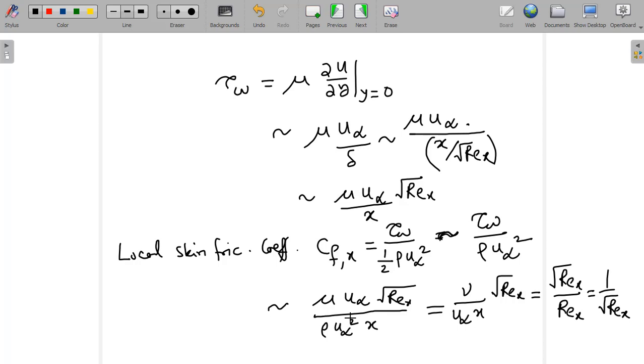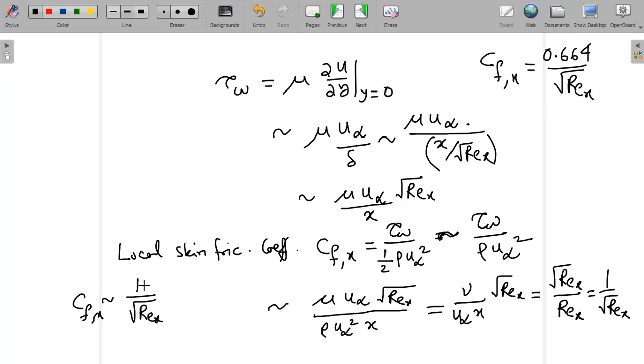Okay, so finally what we are getting is that the order of magnitude of C_fx is 1 by root over Re_x. And if you see the actual result, C_fx is equal to 0.664 by root over Re_x. So it is only the constant that you do not get from the order of magnitude analysis; all the other functional form you actually get. In this way, only by dimensional analysis or order of magnitude analysis, you can predict their functional form. Okay, thank you.